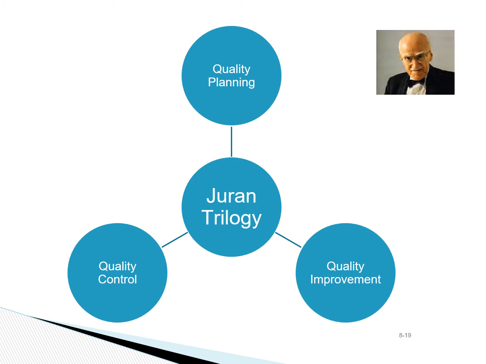Juran's trilogy of quality focuses on quality planning, quality improvement, and quality control, which is very similar to many project management processes that include planning, execution, and controlling.